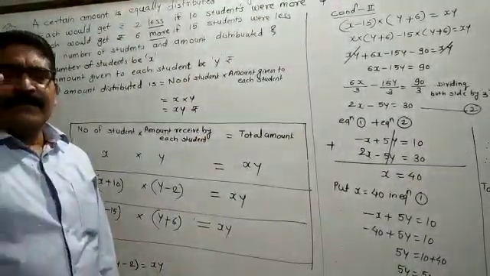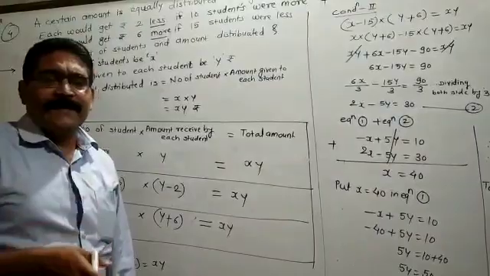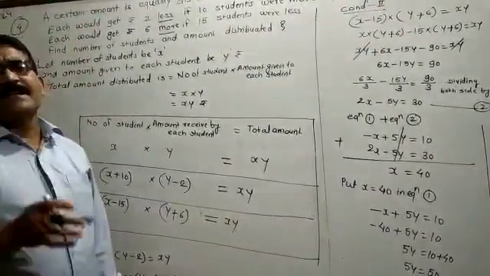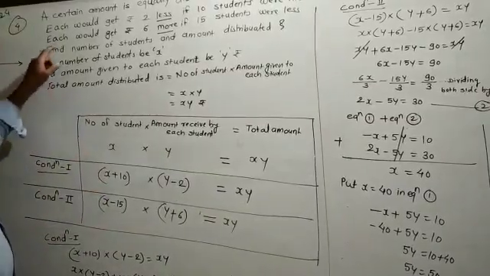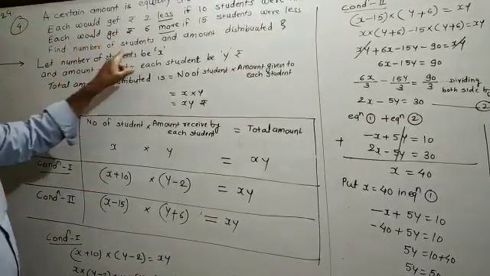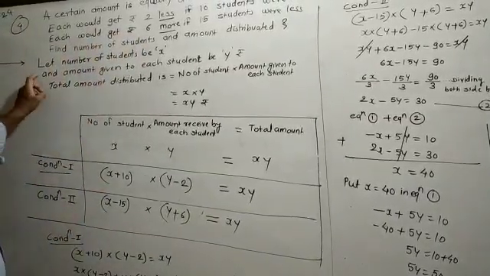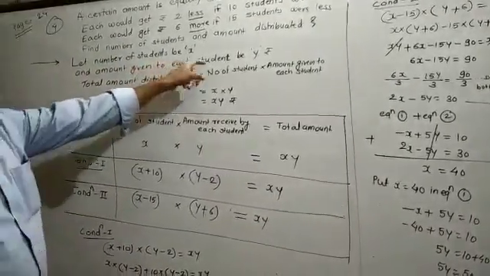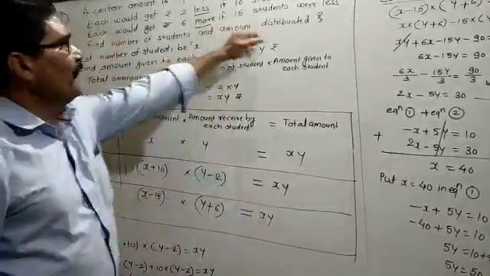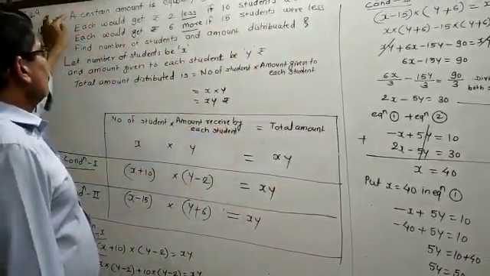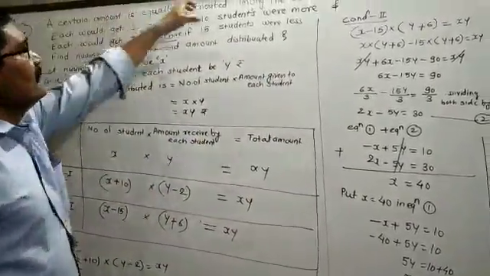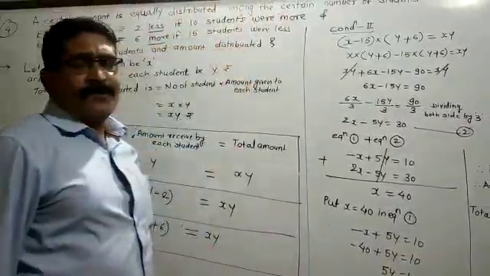In the previous example also I told that whatever you have to find out, you have to consider as x and y. That's why I will consider that the number of students be x and the amount given to each student be y. You have to find out these things. The first sentence is that a certain amount is equally distributed among a certain number of students.